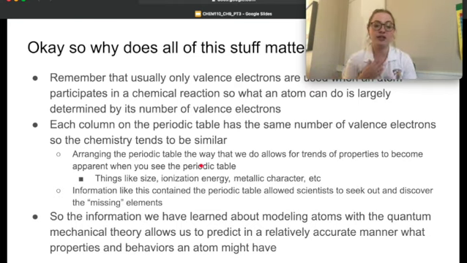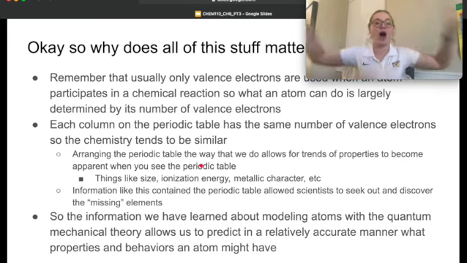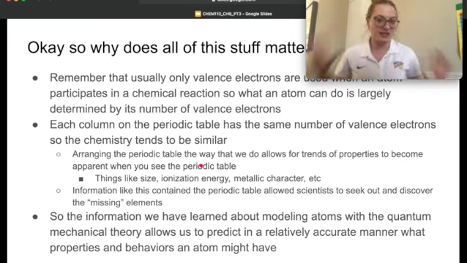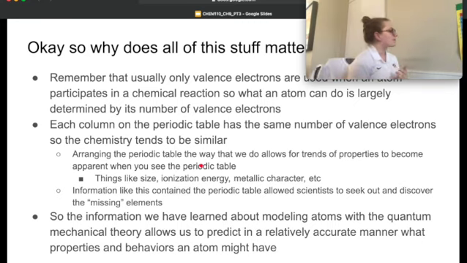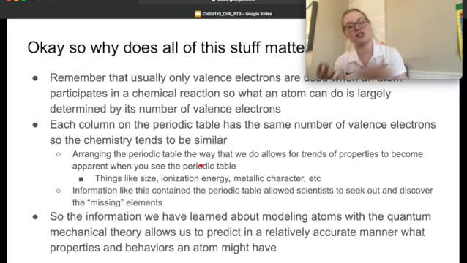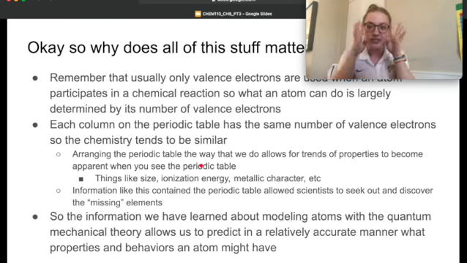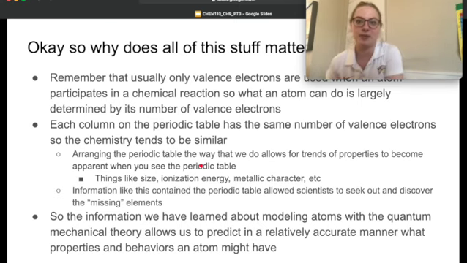So information like this contained in the periodic table was actually what allowed scientists to seek out and discover those missing elements. So again, when Mendeleev was arranging that periodic table, he basically set everybody out on a hunt. Everybody was going to discover an element on the periodic table, and they were going to get their name in the periodic table. That's just a little bit more information about why this matters, because it explains that chemistry that we've already talked about and that we're going to continue to talk about in the future.